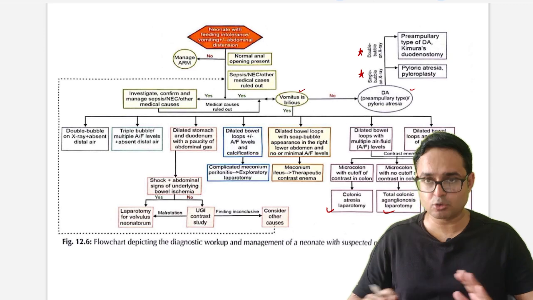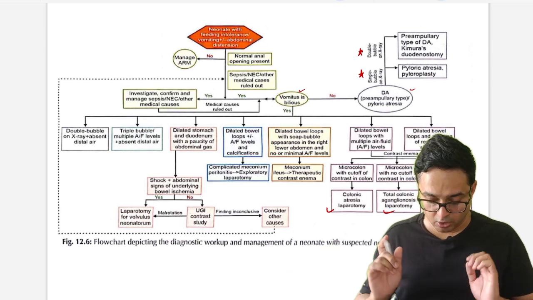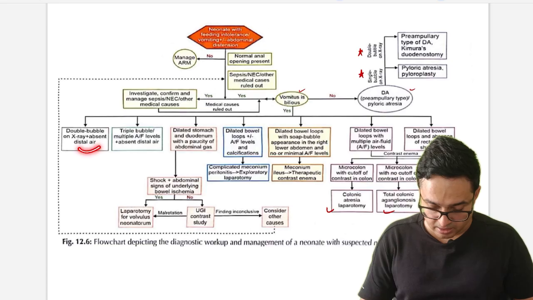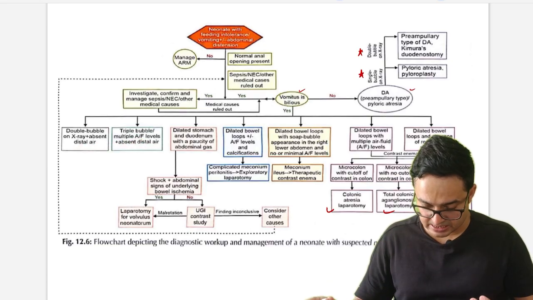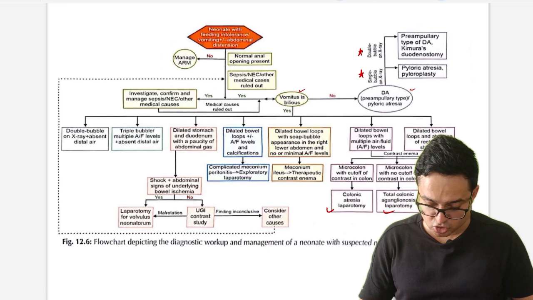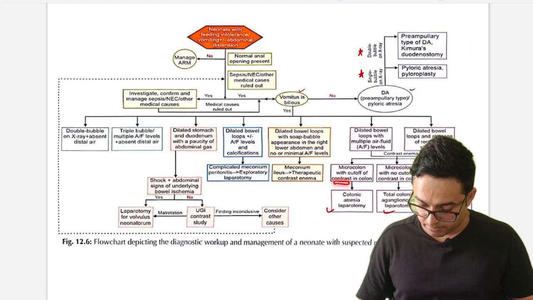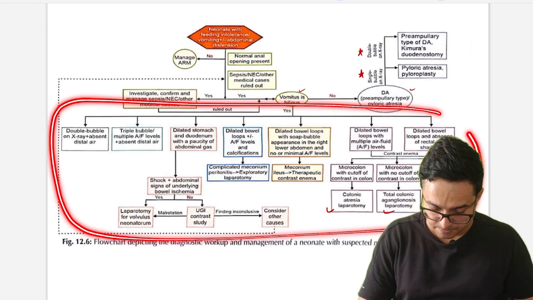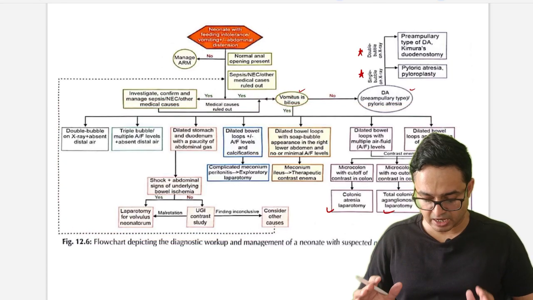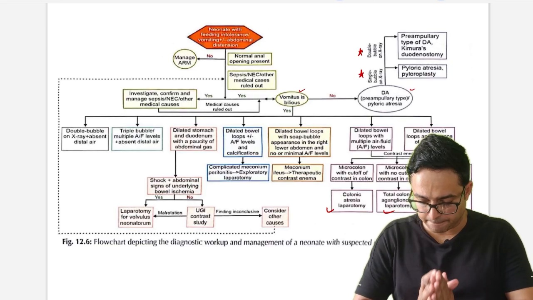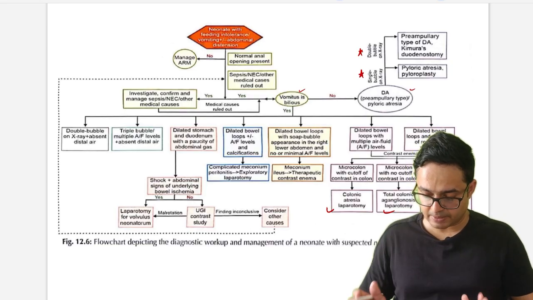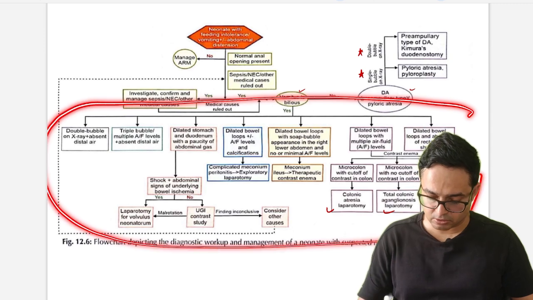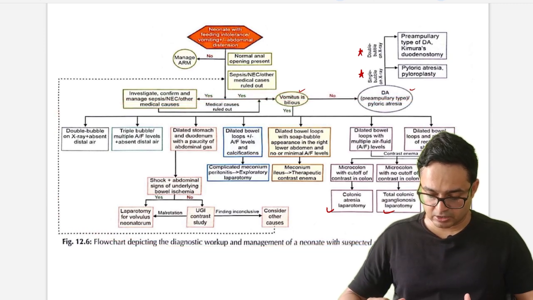Then a plethora of diagnostic possibilities are there. Just see, double bubble, triple bubble we have discussed. Dilated stomach, or meconium peritonitis, meconium ileus. Microcolon with cutoff colon, microcolon with no cutoff on contrast colon. So just go through this part of the chart. This is important. You have to go through it because it is a simple understanding of what is happening. Due to time constraints, I am not discussing all of this chart, but yes, these you have to remember.